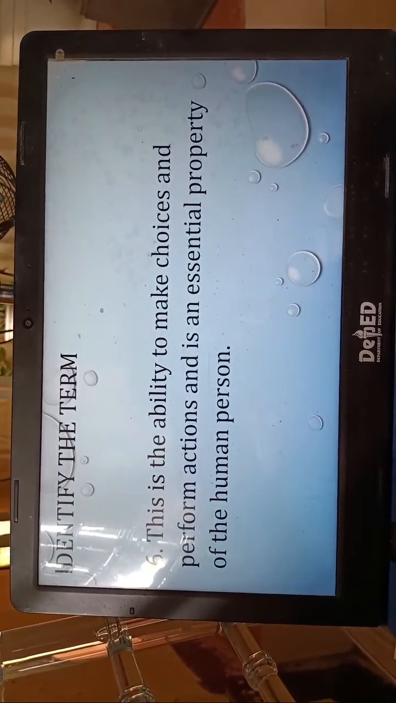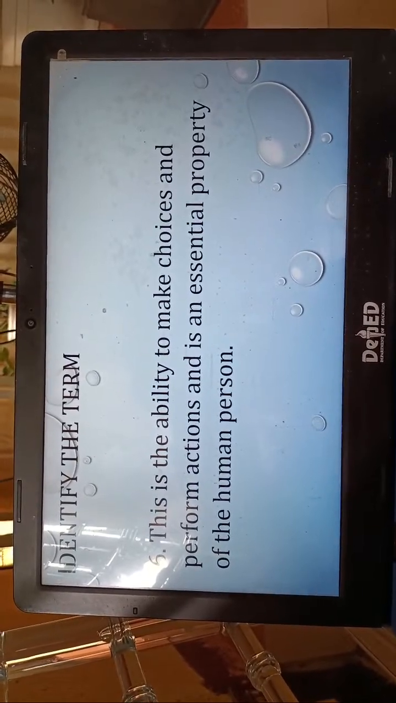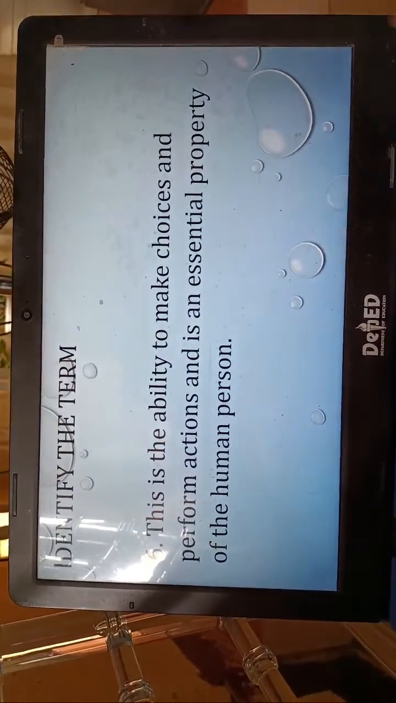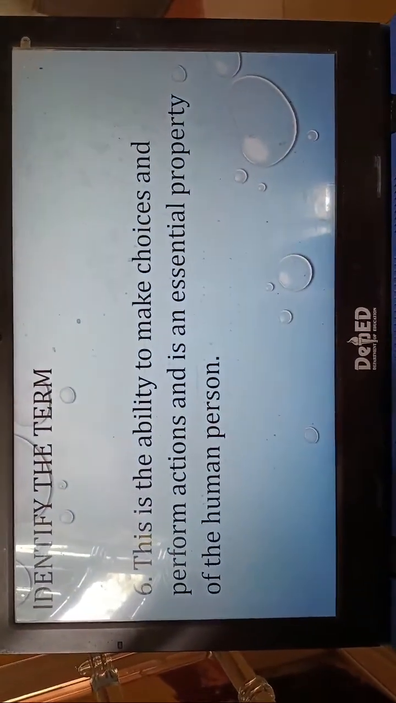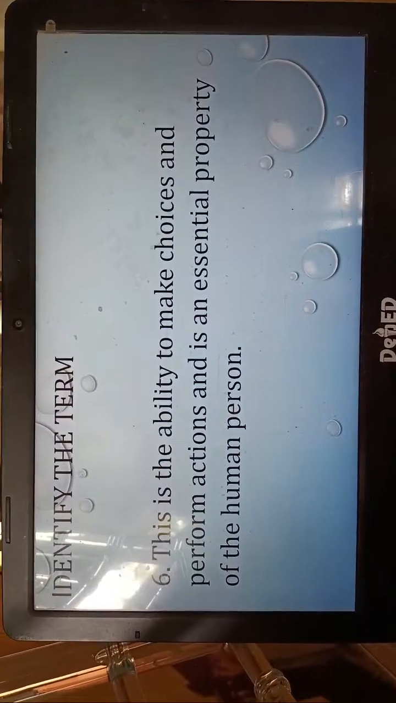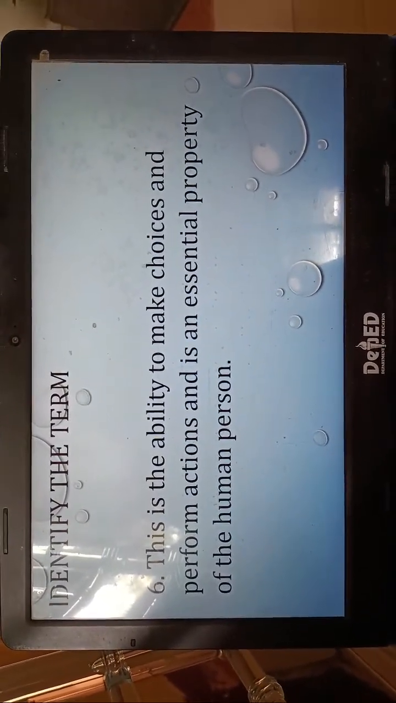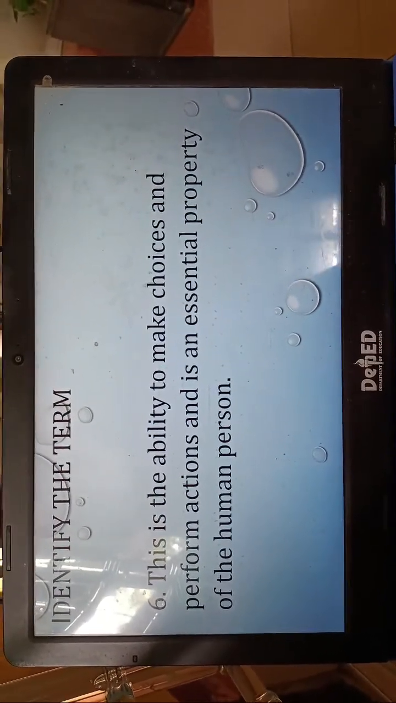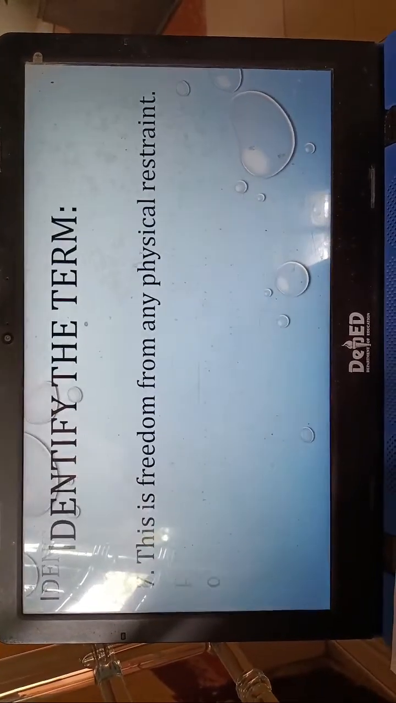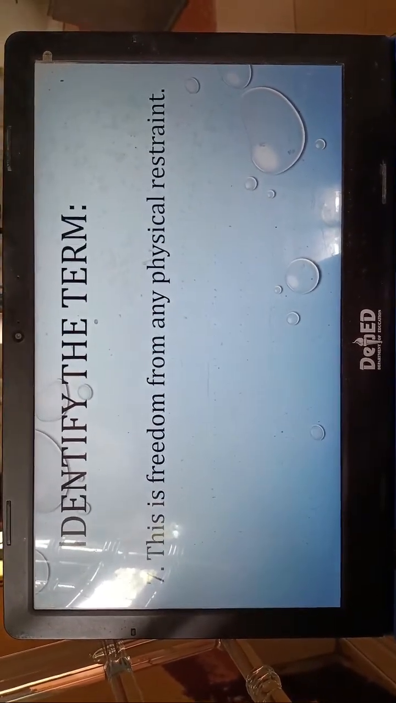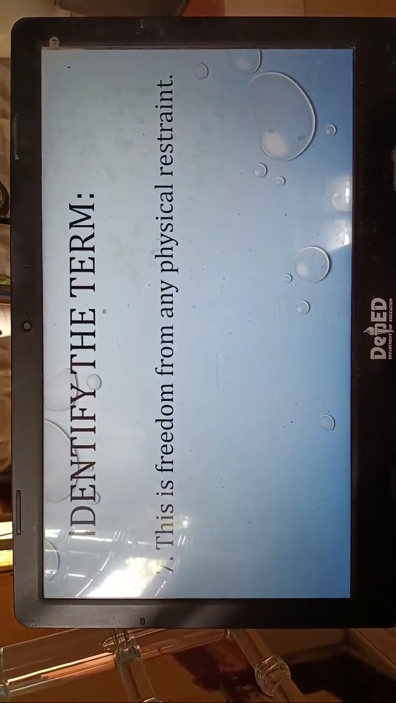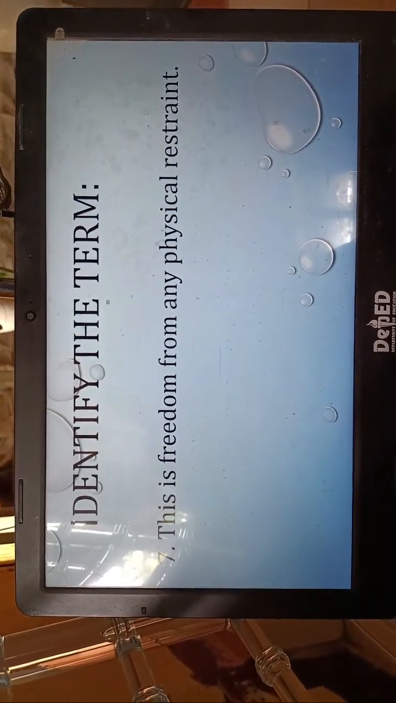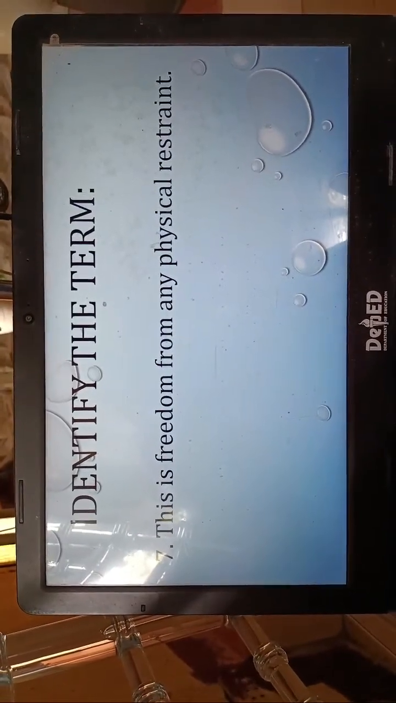And number 6 is this. This is the ability to make choices and perform actions and is an essential property of the human person. Oh, what is this kaya? Then, this is freedom from any physical restraint. Oh, from the word physical restraint, what kind of freedom is this?